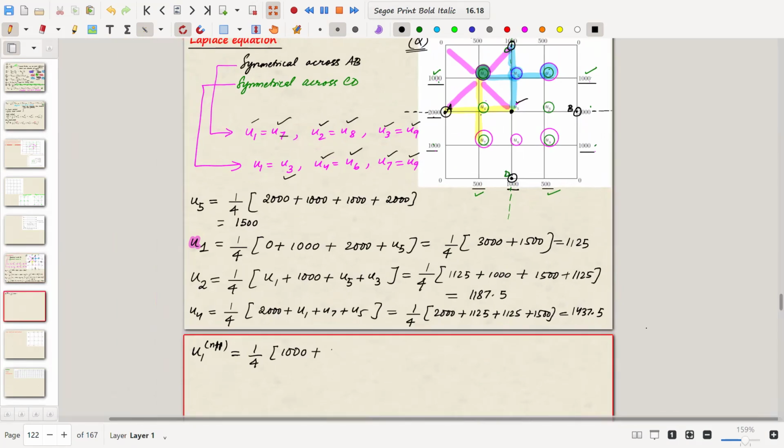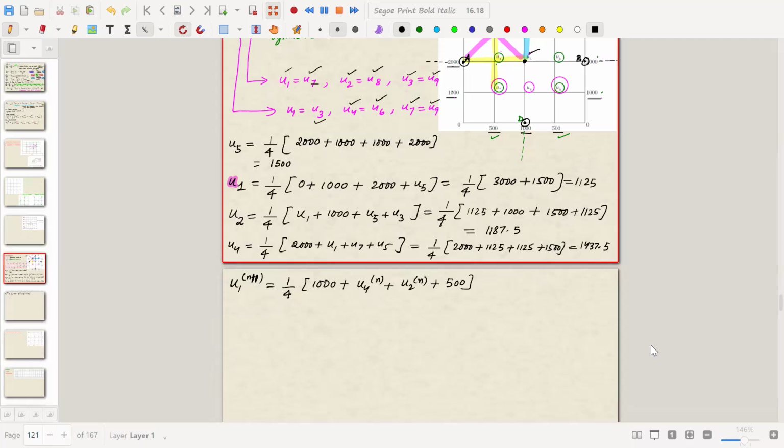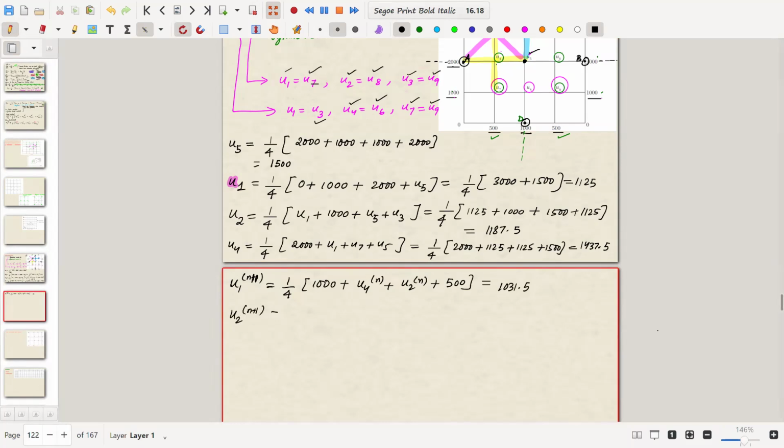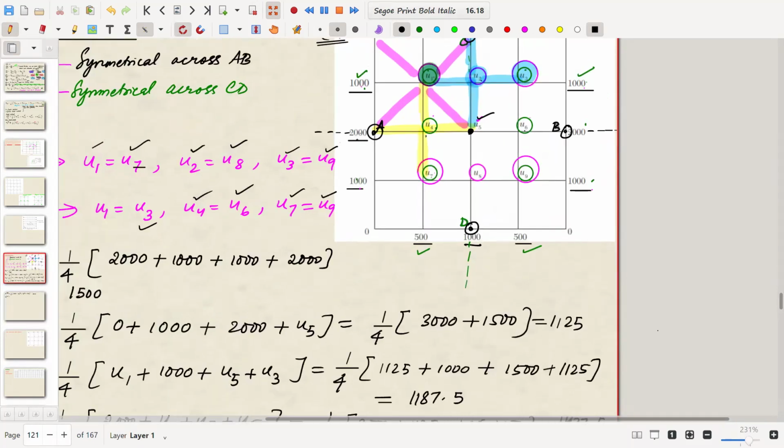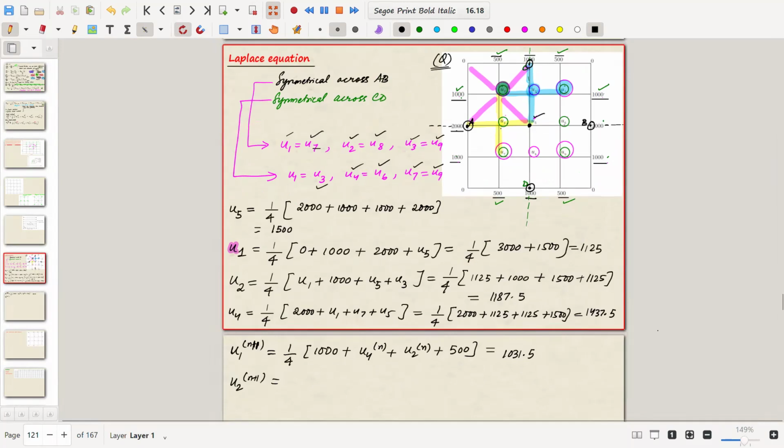1000 plus U4 of n, on that side U2 of n, plus 500. Able to understand? You can compute now. What did you get for U1 of n plus 1? 1031.5.